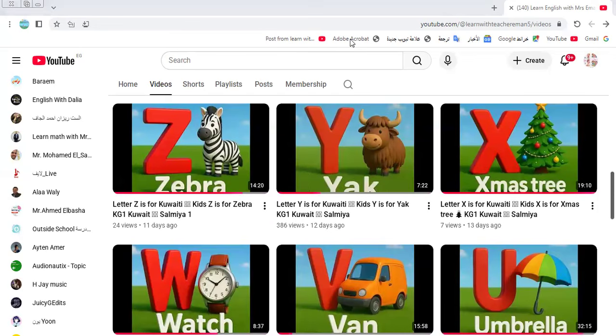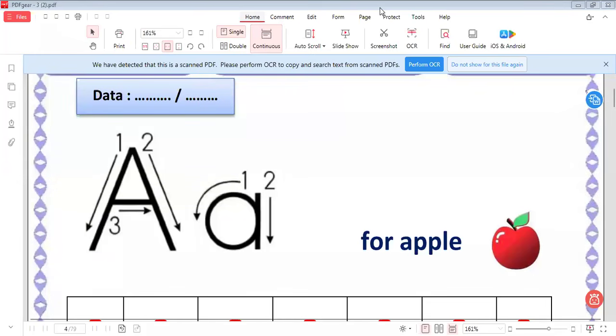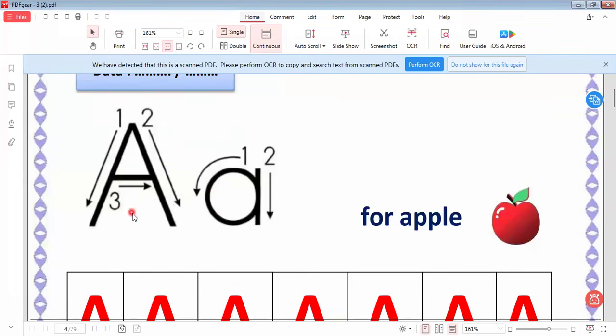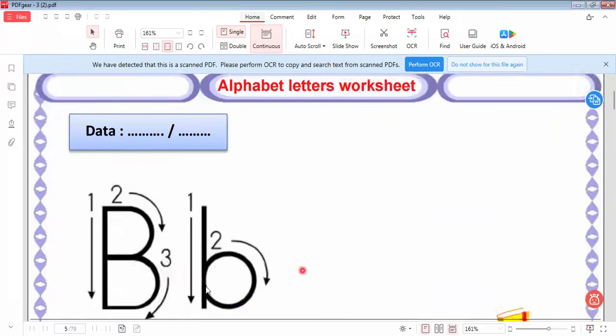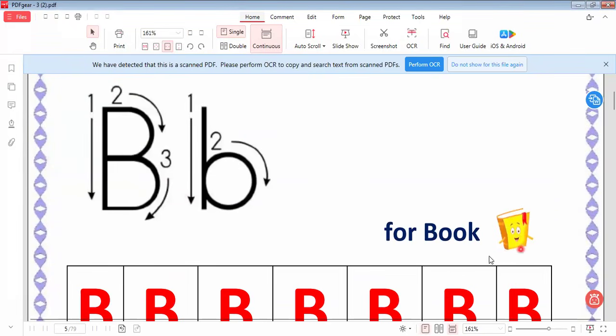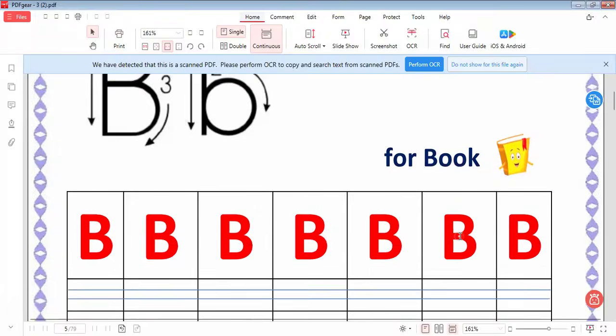Let's go to our lesson today. Today, I would like to make a review on the alphabets that we learned during the previous videos. Here is capital A and small a. A for apple. Capital B and small b. B for book.